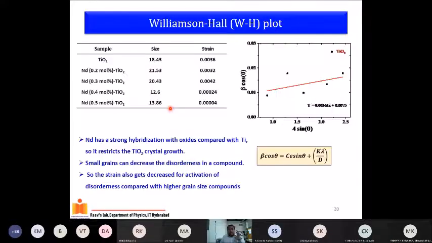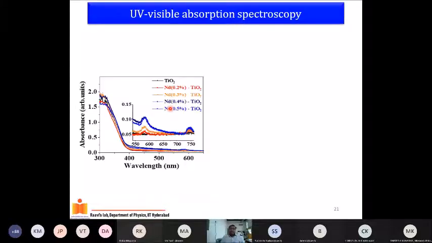So this is the idea of how the doping has changed the nanoparticle size and the strain from simple XRD measurements. Then comes how it is affecting your band gap. You take your absorption measurements. You take absorption or transmission, it doesn't matter, because these are all in powder form. We have taken the diffuse reflectance spectra, DRS mode.